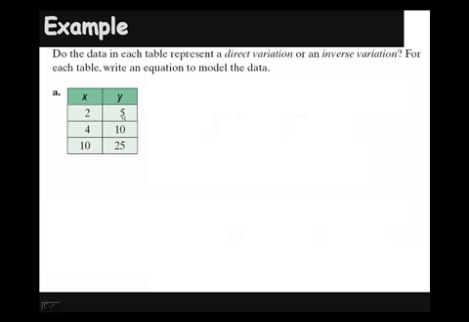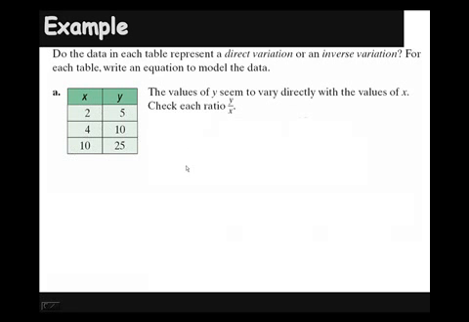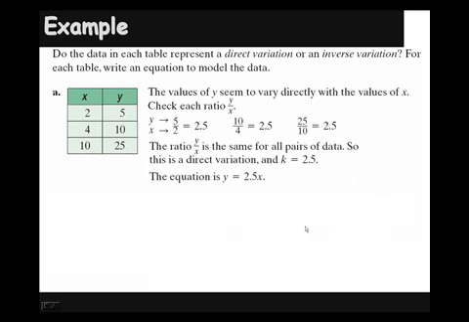Well, let's see, 2 to 5, 4 to 10. The values seem to vary directly. So let's check ratios. 5 over 2 is 5 halves. 10 over 4, that's 5 halves. And 25 over 10 also reduces to 5 halves. So since everything reduces to 5 halves, or 2.5, we would say that this varies directly. And the equation is y equals 2.5x. We can always take the x value, multiply it by 2.5, and we'll get the y value.